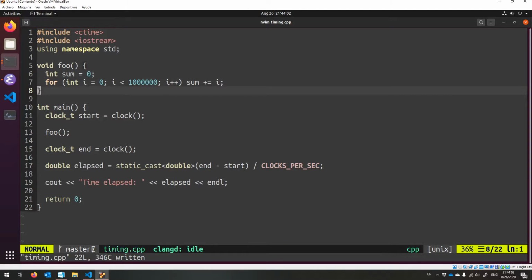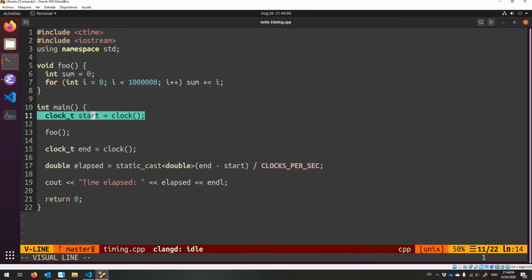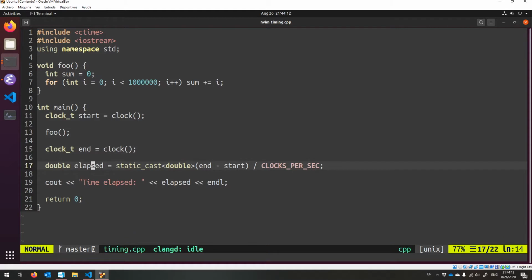Something simple like that. And so I'm just doing everything that I pasted in there. So start the timer, run my long function, stop the timer, and then calculate the time elapsed. Something that I was doing wrong was I forgot the static cast double, and that's because n minus start is probably going to be an integer kind of value, and so is clocks per second. You need to make one of those a double so that it's actually a double division happening.